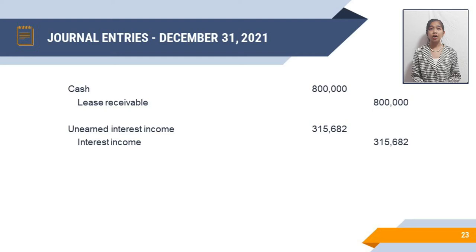So for the journal entries on December 31, 2021, let's debit cash amounting to 800,000, credit lease receivable 800,000 to record the collection of the annual rental. And also, we debit the unearned interest income 315,682 and credit interest income amounting to 315,682 to record the interest income for 2021.